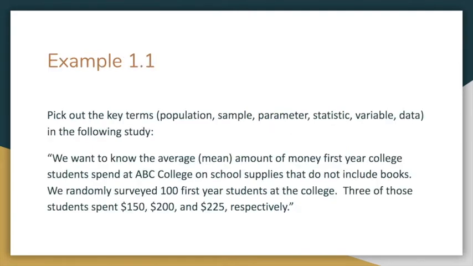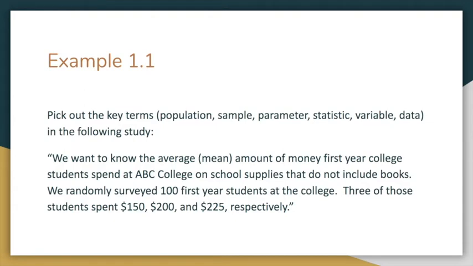All right, so for example 1.1, I'm referring to this as 1.1 because that's how it's labeled in your textbook. So if you want to look at this in the textbook, you're looking for example 1.1. Basically, we want to pick out the key terms here. The statement is we want to know the average or mean amount of money first-year college students spend at ABC College on school supplies, not including books. We randomly surveyed 100 first-year students, and 3 of those spent $150, $200, and $225 respectively.